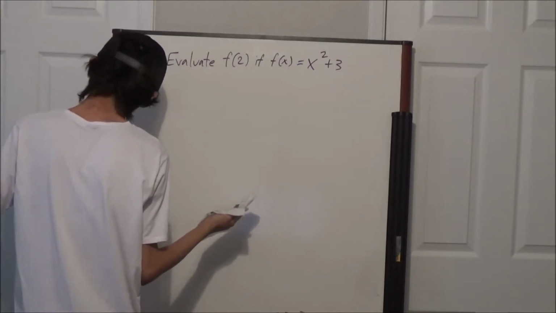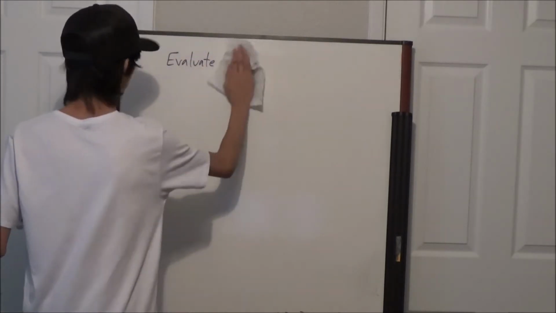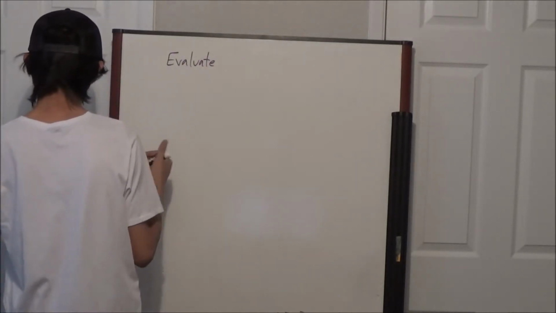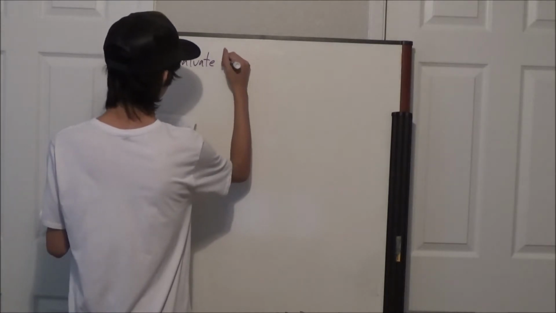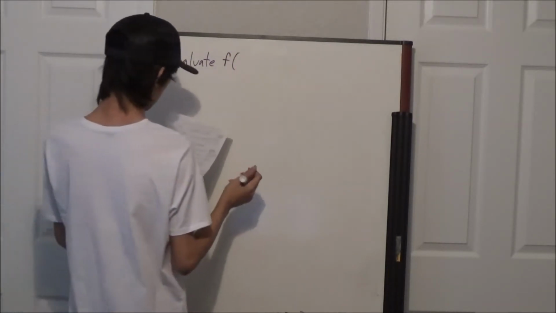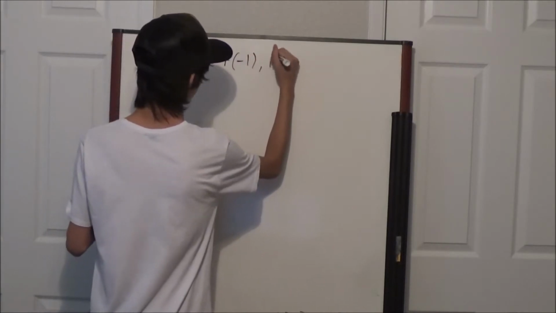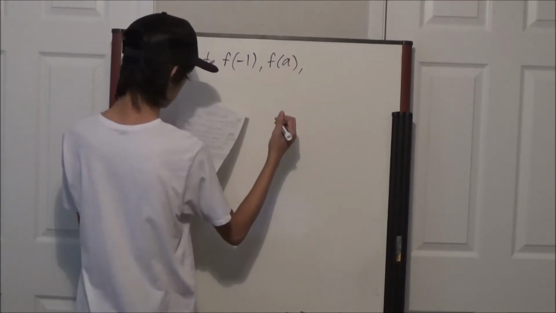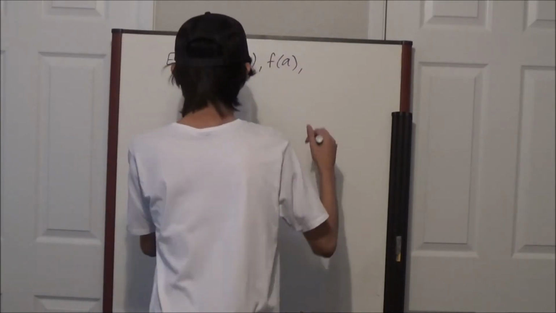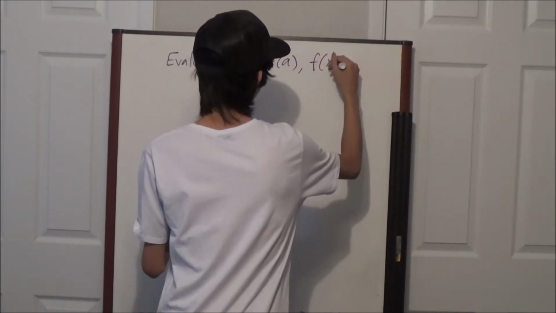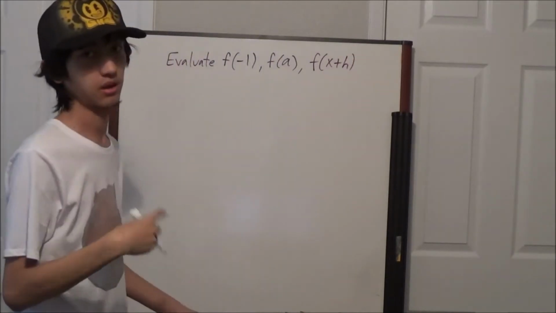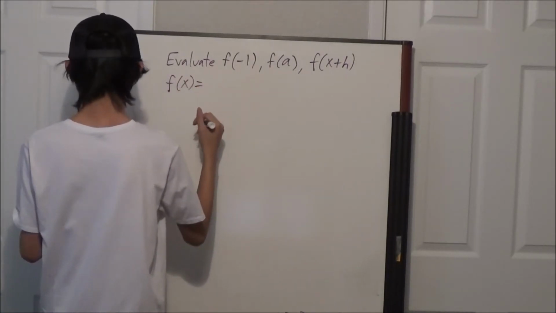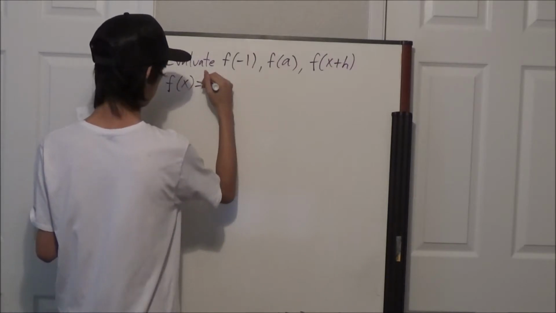Okay. It's a different function. So we're still evaluating. Now let's say I tell you to evaluate 3 things. Evaluate f of -1, f of a, where a is a constant, not a variable, and then f of x plus h, where x is a variable and h is a constant. And the function for this one is 3x minus 4.